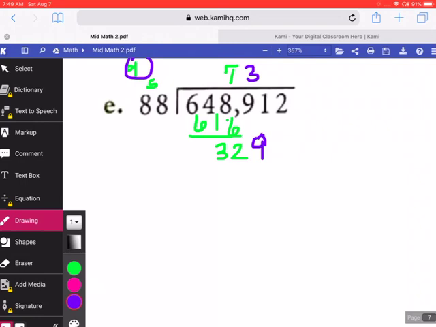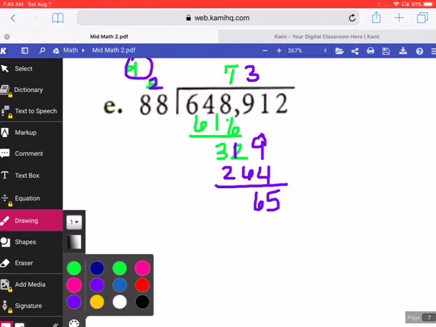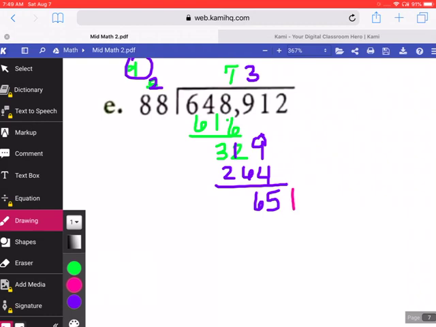Okay, so 8 times 3 is 24. And 24 again plus 2 is 26. Okay, so 9, that's going to give us 5. And that's going to leave us with 65. Okay, so we're less than 88, so we're good to go there. All right, now let's drop down our 1.